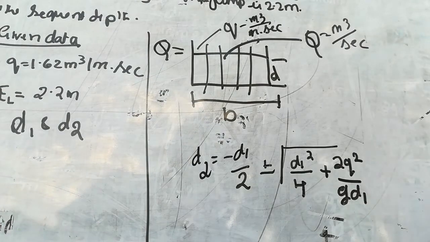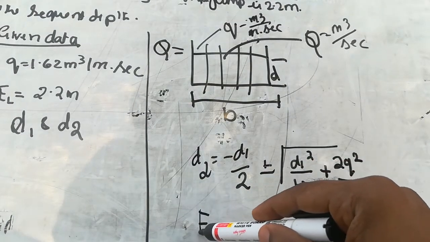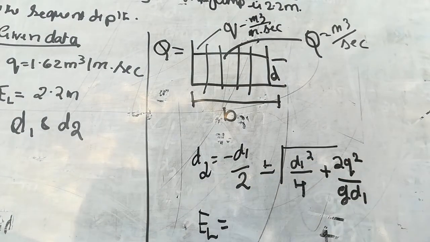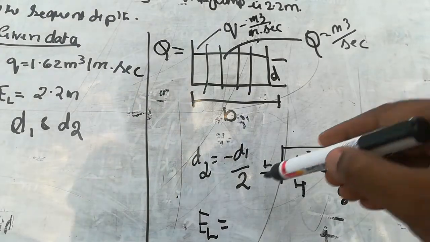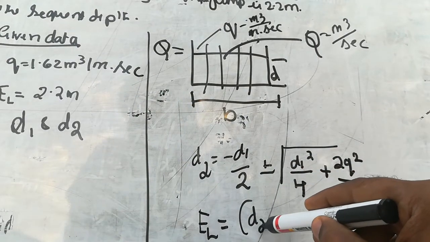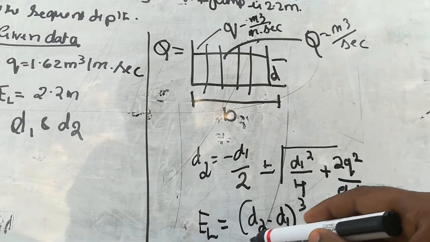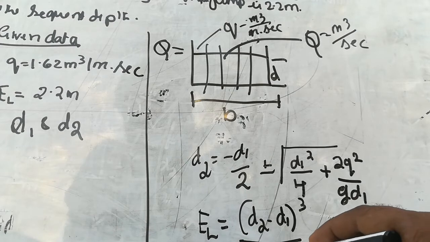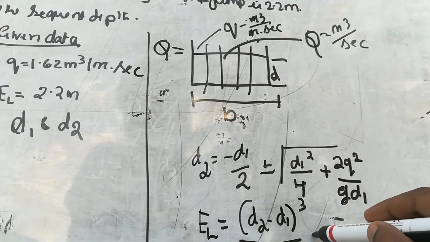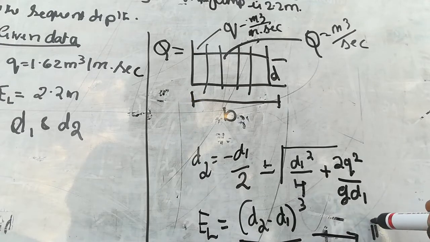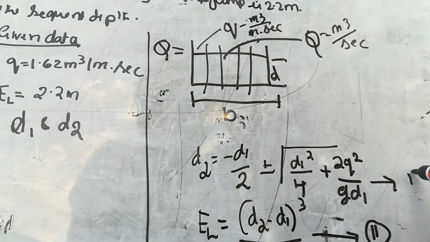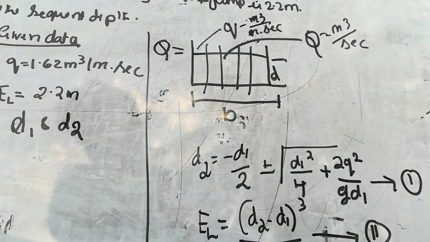The formula we have for energy loss is EL equal to (d2 minus d1) whole cube divided by 4 d1 d2. Now this one we can write as equation number 2, and the earlier one as equation number 1.